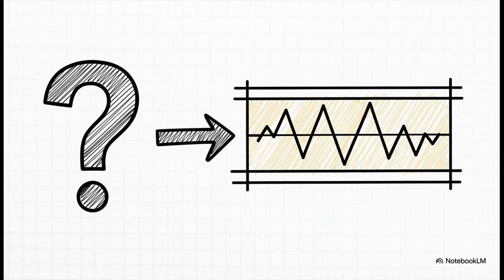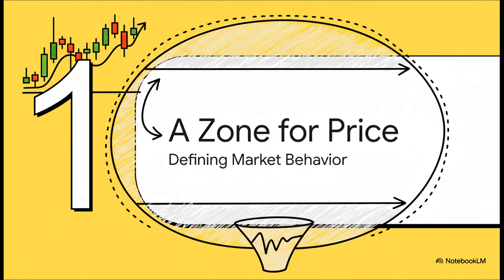Well, the tool we're going to break down today, it's all about giving you that clear visual answer. What it does is create this dynamic channel. You can think of it as a normal range for the price. This way, you can see instantly when it starts to wander too far away from its average. So what is this thing exactly? And how in the world does it draw these boundaries on our charts?